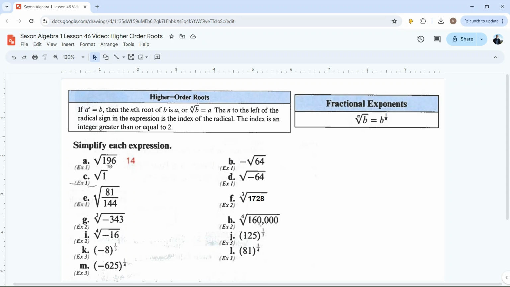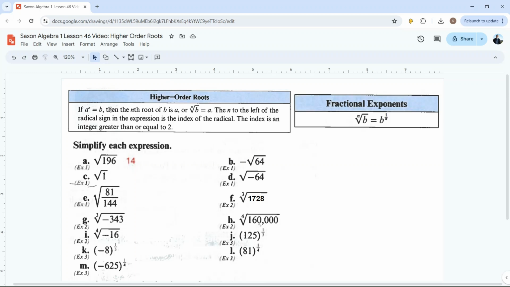A square root is just multiplying by itself one time, so that there's two of the numbers, 14 times 14. We multiplied 14 by 14 one time. Here, we're multiplying a number by itself. So we're multiplying the original number 3 more times for a total of 4 numbers. So if I have 4 numbers in a row multiplied together, what number would I have to use to make 160,000? That's a higher order root.